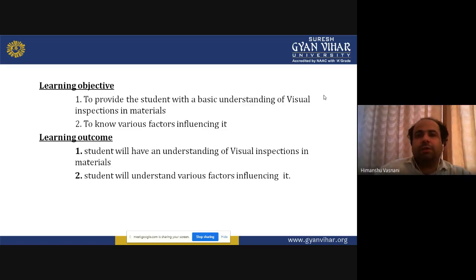So today our objective will be to understand what visual inspection of materials is and what the factors influencing it are. After the lecture, students will be able to understand how to do visual inspection of materials and what factors influence it.